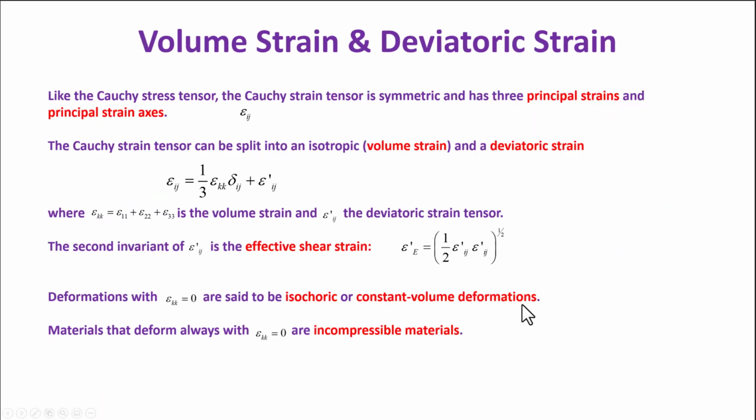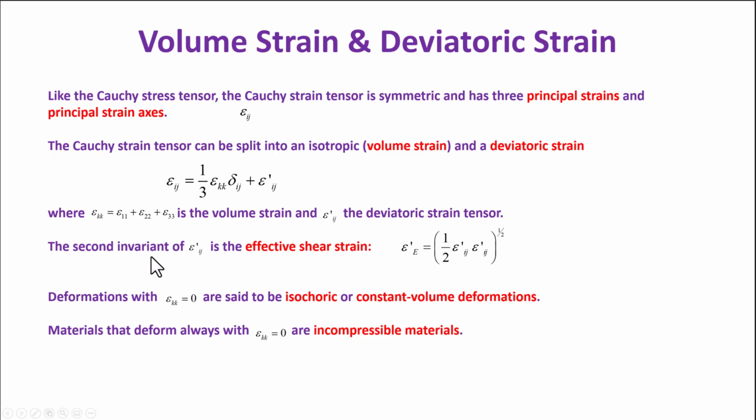The Cauchy strain tensor is very much like the Cauchy stress tensor in that it is symmetric. It has three principal strains and principal strain axes. And like the stress tensor, the Cauchy strain tensor can be decomposed into a volume strain and a deviatoric strain. If the volume strain is 0, we say the deformation is isochoric, or constant volume deformation. Ductile deformations are generally assumed to be constant volume. If a material deforms without volume change always, it is said to be incompressible.